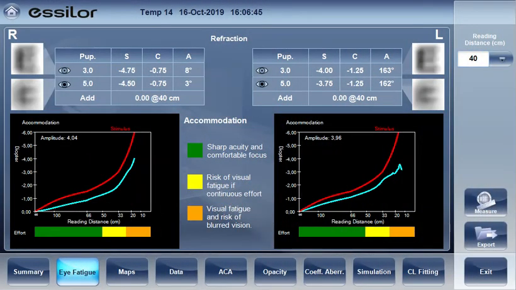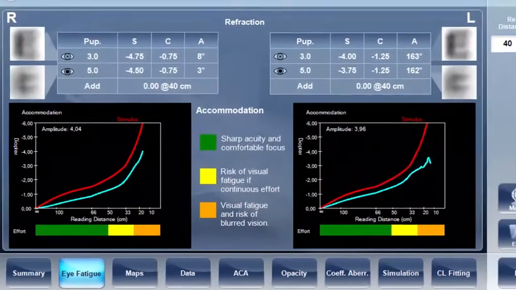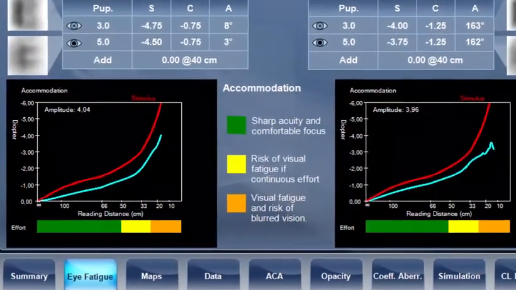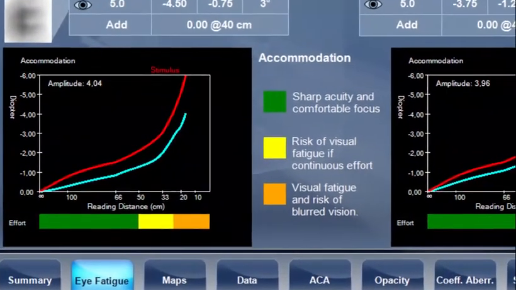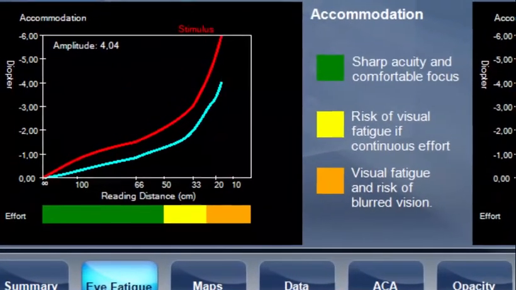In this case, we notice a comfortable zone from far to intermediate distance, the green zone, then a risk of visual fatigue in near vision, and finally visual fatigue and/or risk of blurred vision under approximately 20 centimeters. This patient should be comfortable at any distance while wearing the right correction.